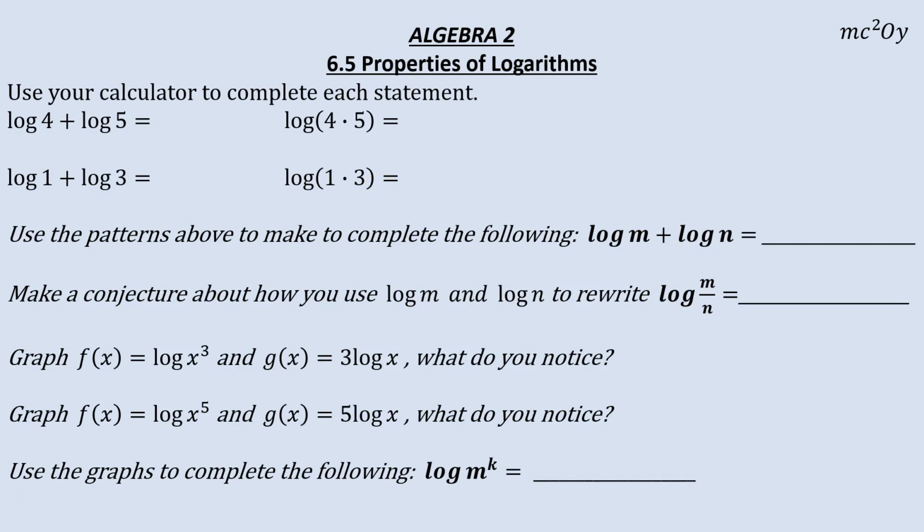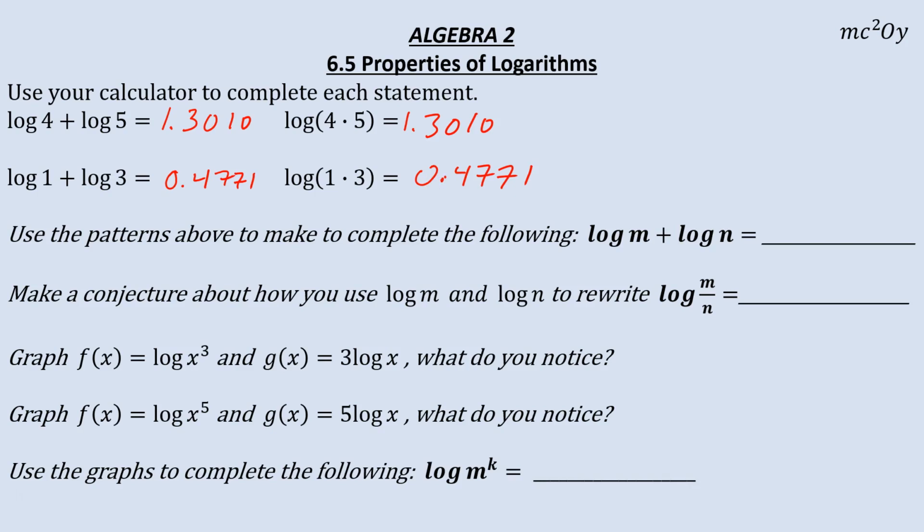Now if you do that, you'd find that when you add those two up, log 4 plus log 5, you get 1.3010 if you round to 4 decimal places. And when you multiply, log of 4 times 5, you end up with the exact same thing. Then if you do log 1 plus log 3, you end up with 0.4771. And if you do log of 1 times 3, you get 0.4771, the exact same thing.